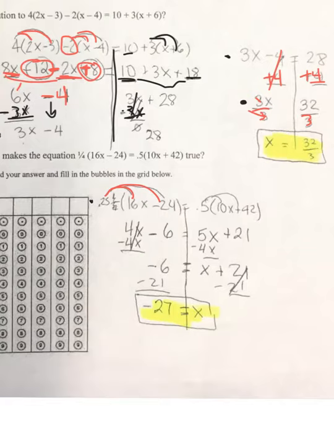Over here, this is a 0.5. 0.5 times 10 is 5x. Not 5 times 10, 0.5 times 10. That's cutting it in half. 0.5 times 42 is 21.